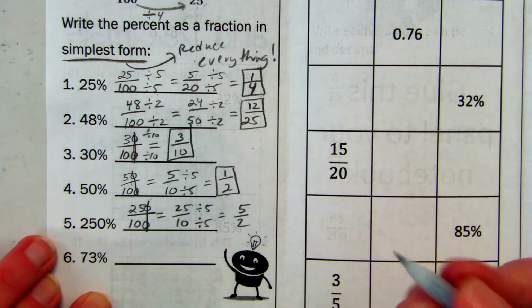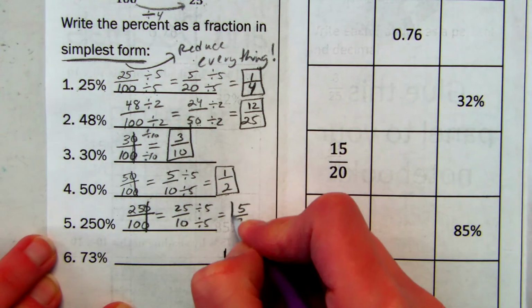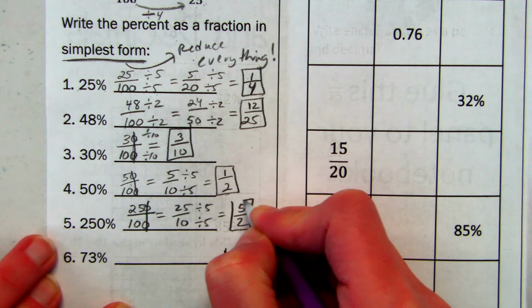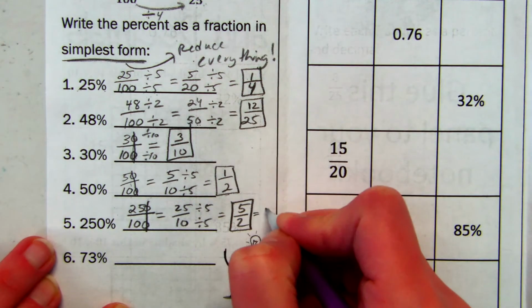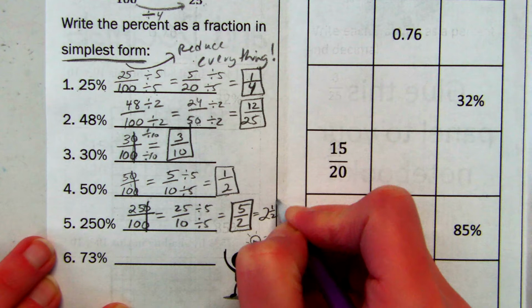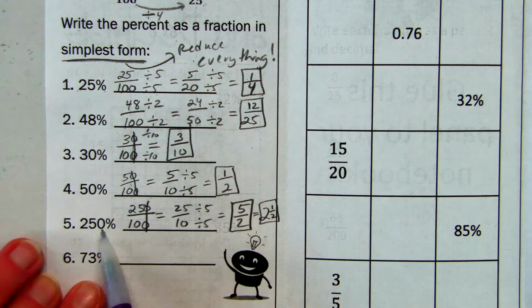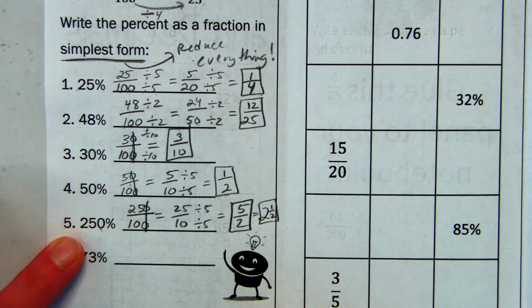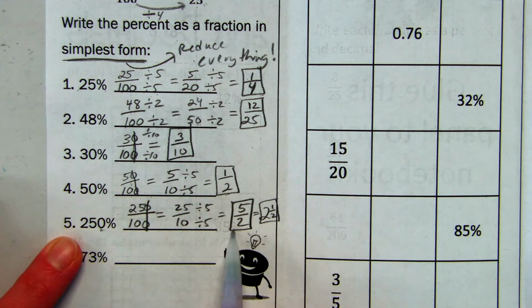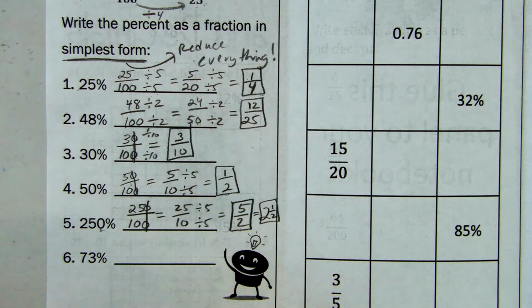And if we wanted to, we could change that to a mixed number. I'm not going to bother today. Although actually maybe that would help us understand. I'll just go ahead and tell you it's 2.5. So 100% is 1 whole, 200% is 2 wholes, and then a half is left over. But you can still make this into a fraction the exact same way as all of the others.